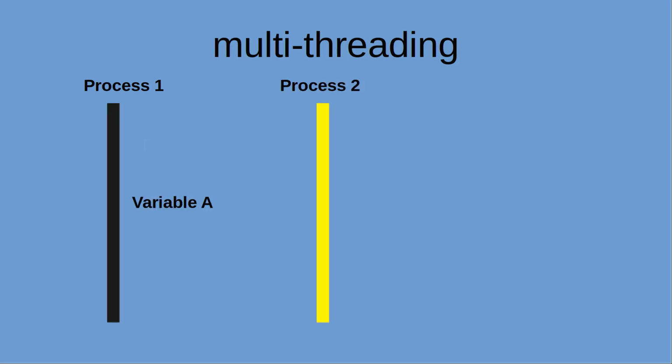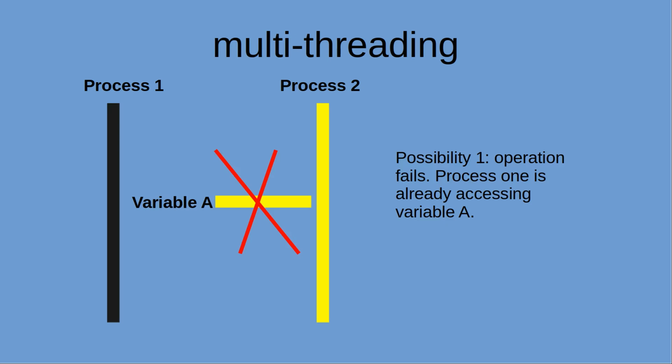Now, let's say that process 1 contains variable a. If process 2 tries to access variable a, which is in process 1, one of two things can happen. One possibility is that the operation fails. This is because variables can only be accessed by one process, or thread, at any one time. Now, this does not mean that the program will crash. The implication of this is that process 2 will just not have an updated value for variable a. Process 2 will otherwise just keep running until it is stopped.